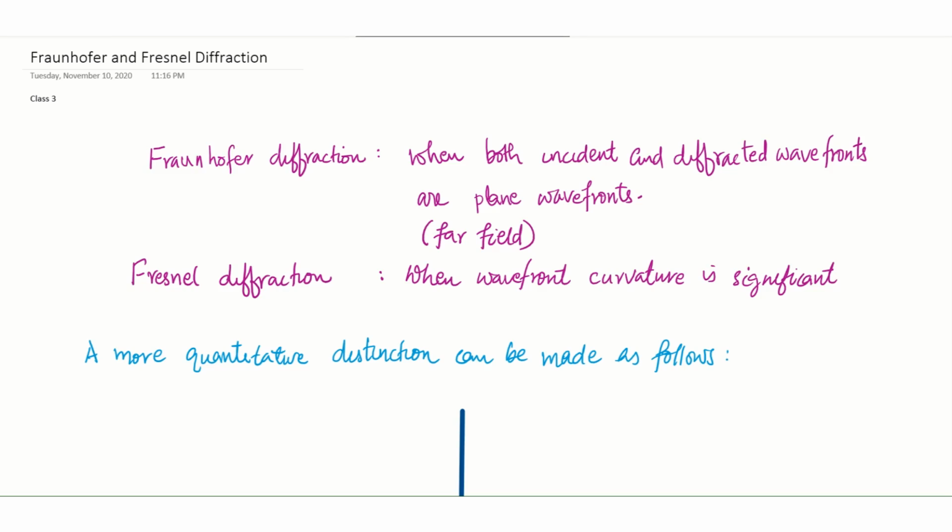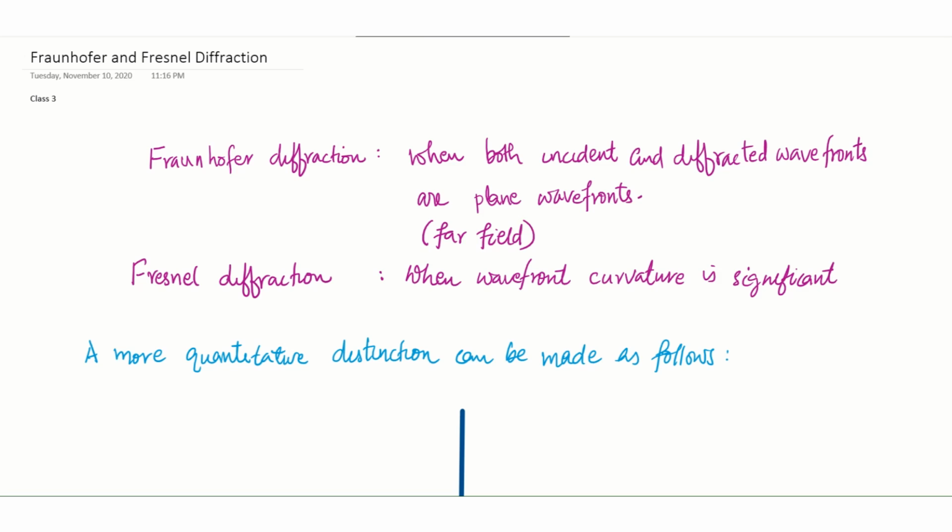Good morning. Let's now talk about two types of diffraction, or two classifications, as we can say. They are Fraunhofer diffraction and Fresnel diffraction. In Fraunhofer diffraction, when both incident and diffracted wavefronts are plane wavefronts, we call it Fraunhofer diffraction. It is an example of a far-field sort of source.